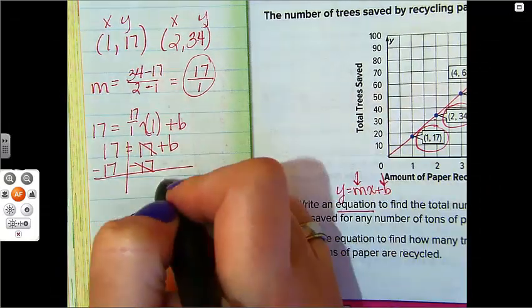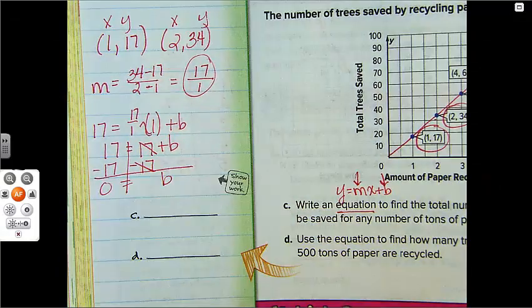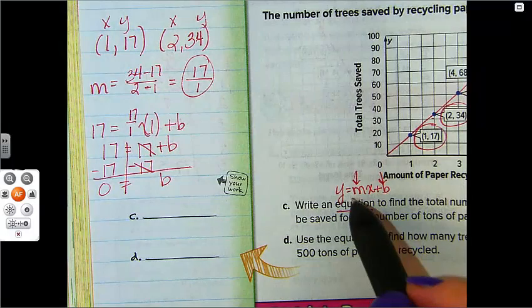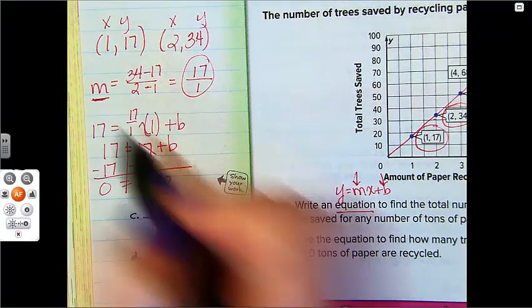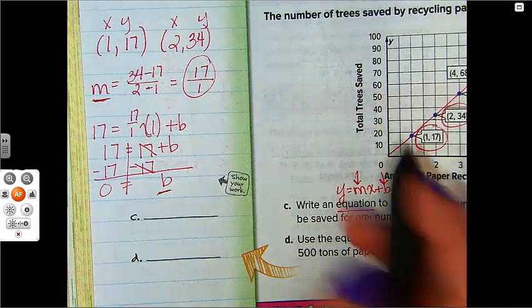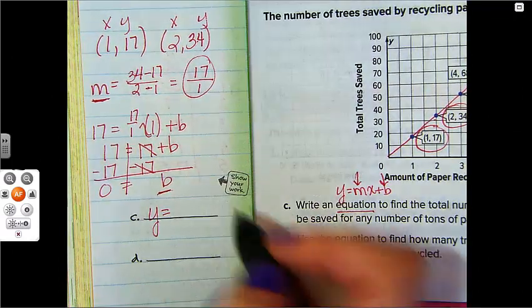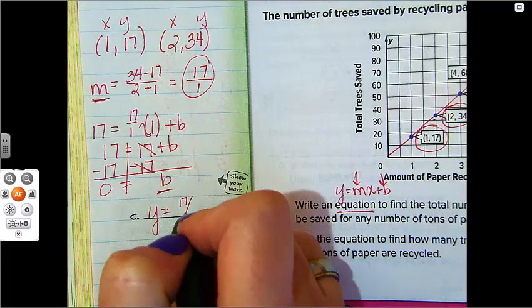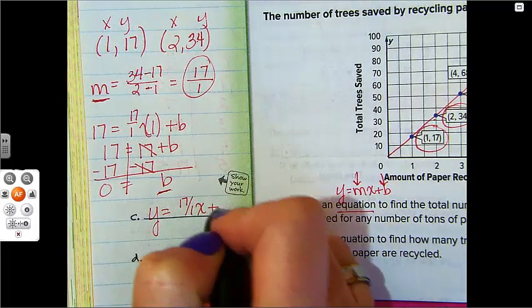So my b is 0. So now I know my m. I solved for it up here. And I know my b because I just solved for it. So now I can rewrite this equation as y equals m x plus b.